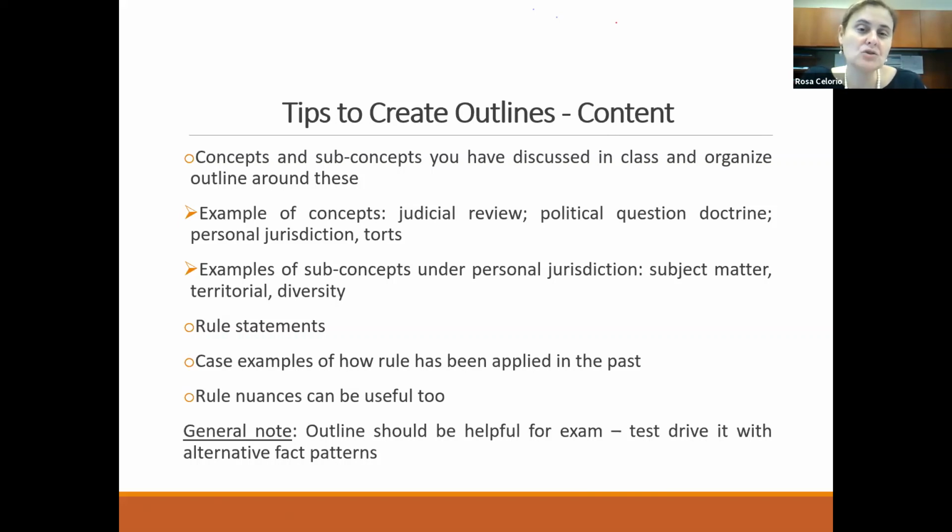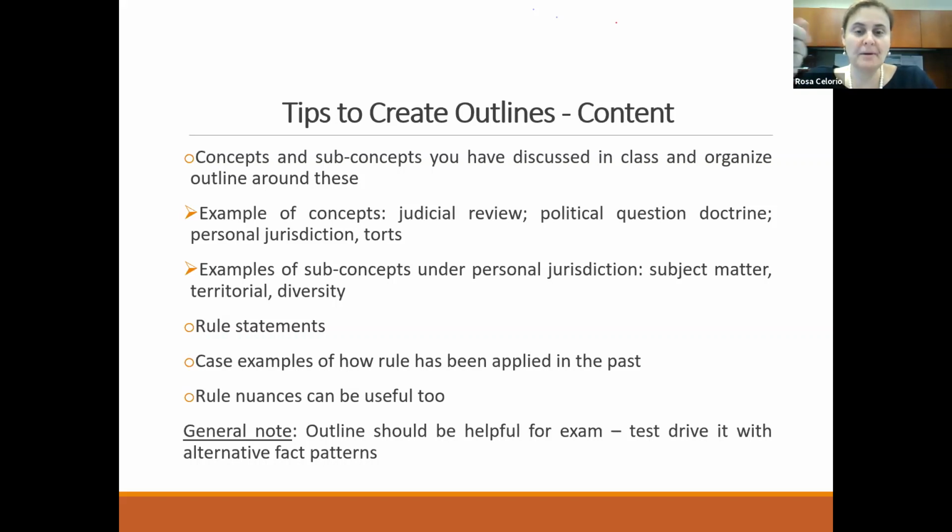And again, with outlines, you can use your own style when crafting them. You don't necessarily have to use the style that I'm conveying to you. Your legal research and writing professors will also give you different styles of outlining. The idea is that you pick a style that works for you. In terms of content, you organize the concepts and sub-concepts that you have been discussing in class, and you build an outline around these. It is a good idea to use the syllabus for a class to build an outline, and I'm using as an example your typical fundamental syllabus. For example, you can have concepts in a syllabus per class.